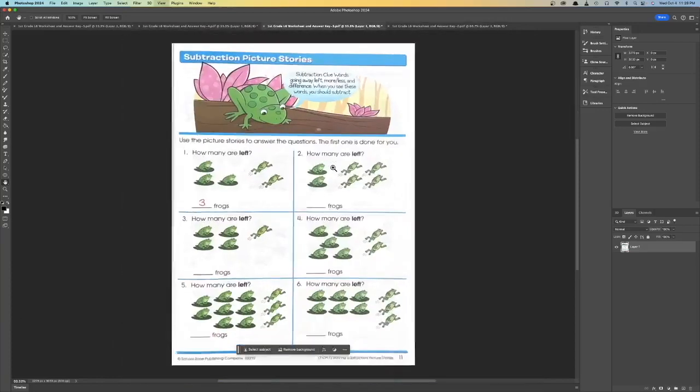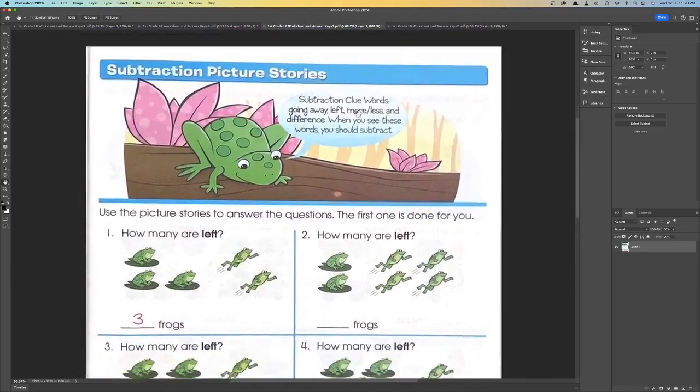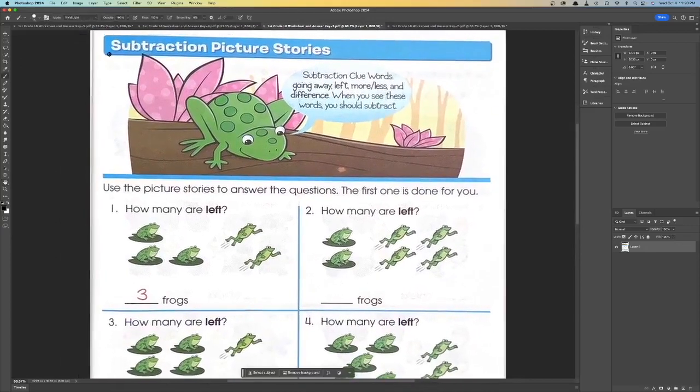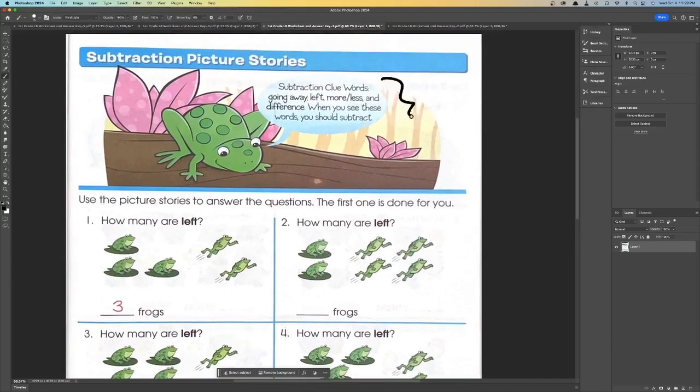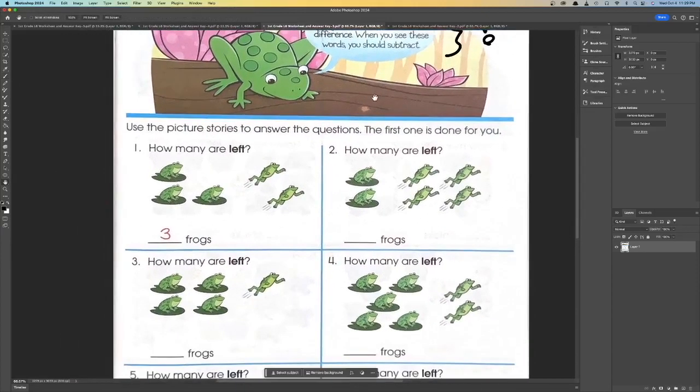Let's go on to the third page. So here we have subtraction picture stories. And here it says subtracting clue words: going away, left, more or less. These are just keywords that you should look out for to know that you're supposed to do subtraction.